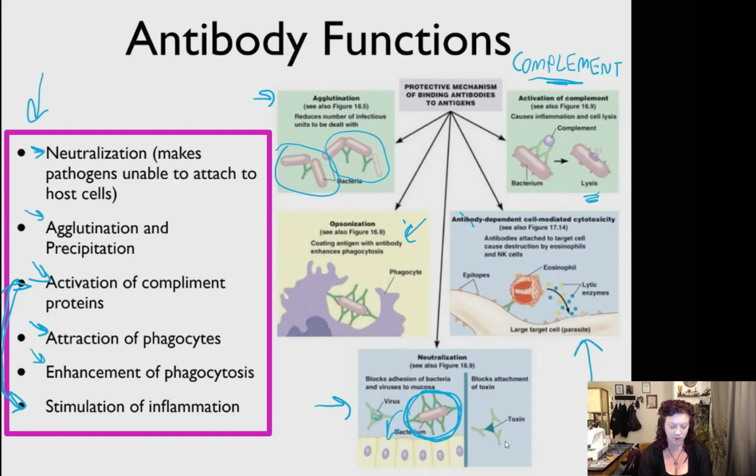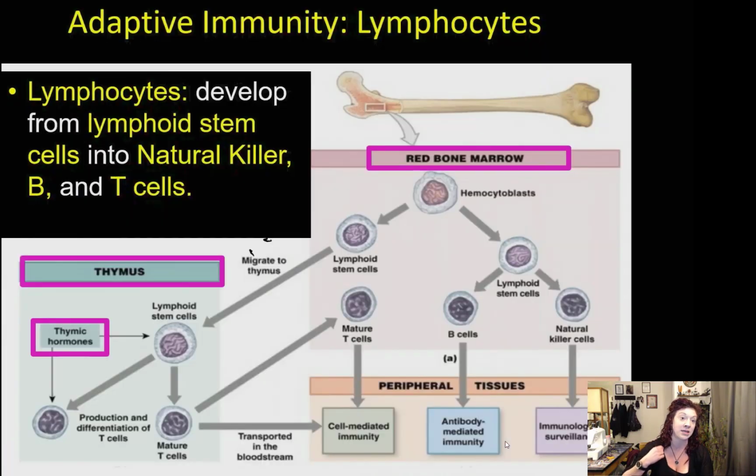So those are the main functions of antibodies. Now let's talk about the cells that interact with them. The stars of the cellular show when it comes to adaptive immunity are your lymphocytes. Lymphocytes develop from what are called lymphoid stem cells, and they turn into one of three different kinds of immunity cells: natural killer or NK cells, B cells, and T cells.